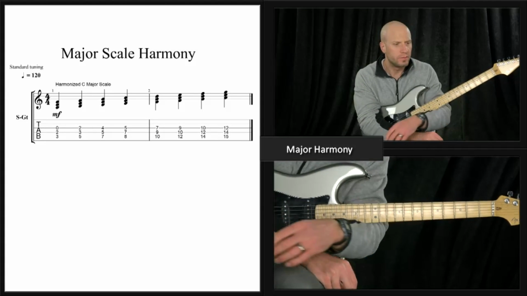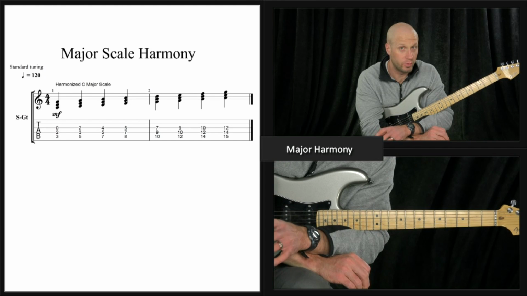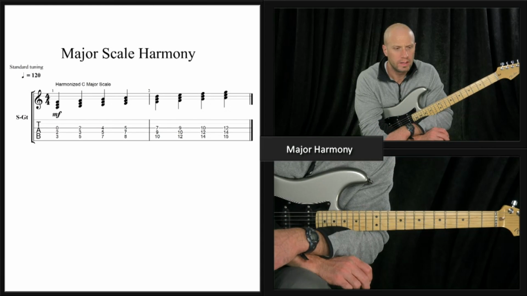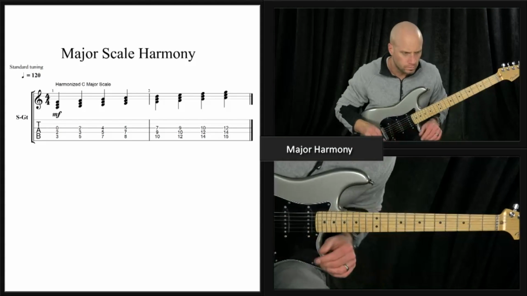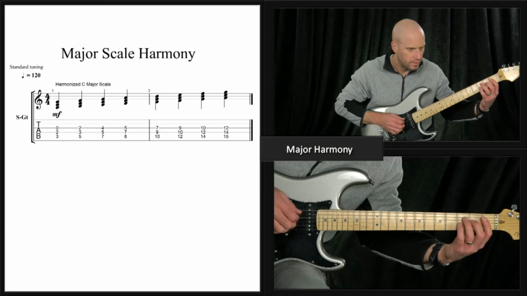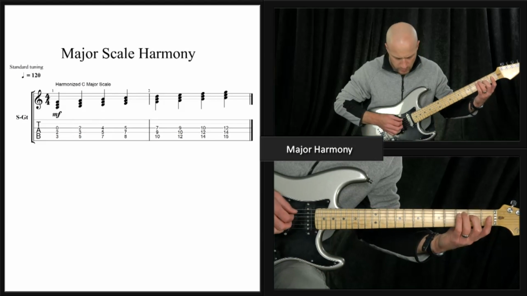Okay. So if you've taken my course before, if you've taken any of my live courses before, you've probably seen this. But we need to review it, because major scale harmony is the crux of modal harmony. It is modal harmony. So if we go here and we play the first tab, we have an out of tune C chord.